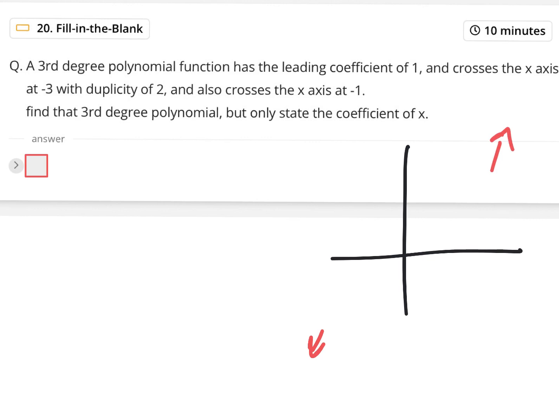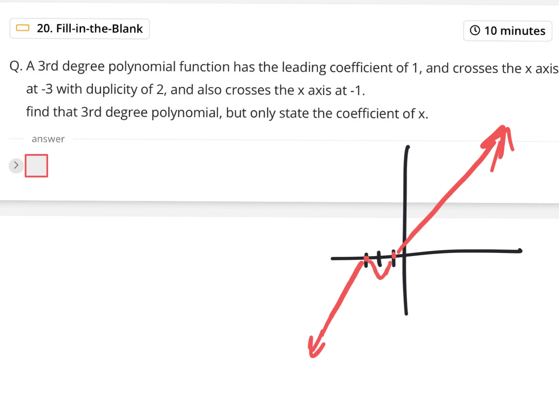And then it says it crosses the x-axis at -3. So go to the x-axis, go to -3, and put a dot right there. But it says it has a multiplicity of 2. So that must mean that it goes up and it touches and then it comes back down, okay? And then it says it also crosses at -1. Oh man, -1's right there. So let me put a dot right there. And if it crosses, I know it has to cross eventually to go up there to that end behavior. So this is a rough sketch of the third degree polynomial function.